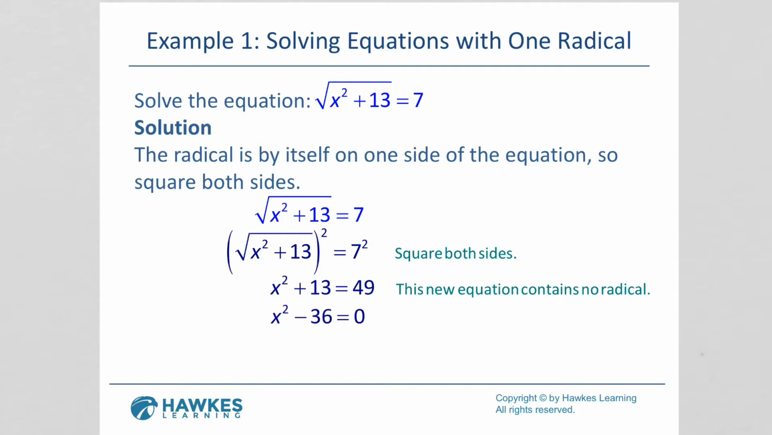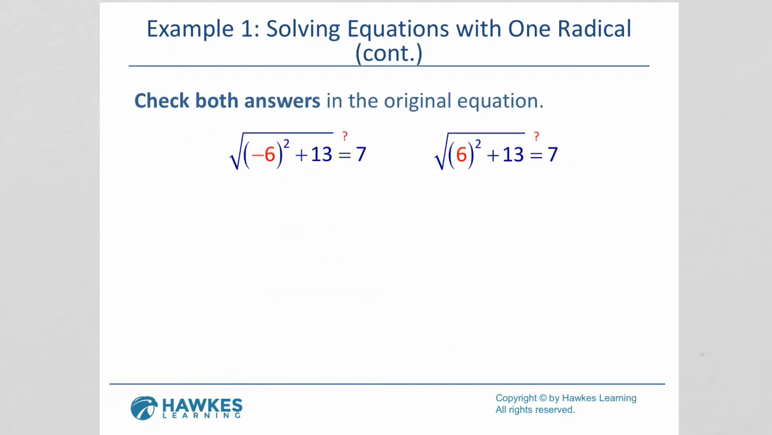When I subtract 49 from both sides, I have x squared minus 36 equals 0. Now I'm going to factor that. That's a difference of squares, so it factors into x plus 6 times x minus 6 equals 0. X plus 6 gives me x equals negative 6 for a solution, and x minus 6 gives me x equals 6 for a solution. So we're trying x equals negative 6 or x equals 6.